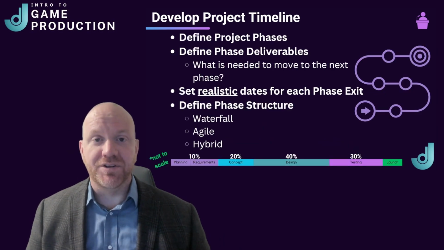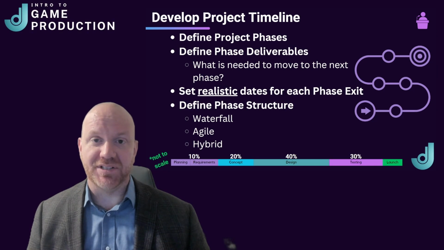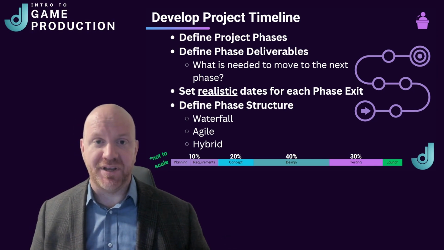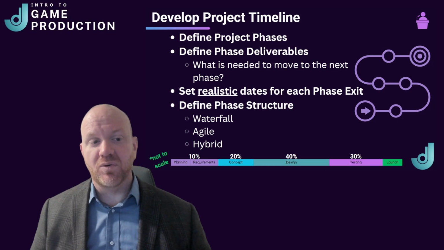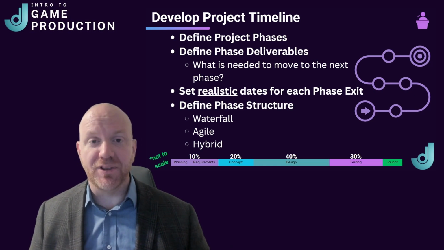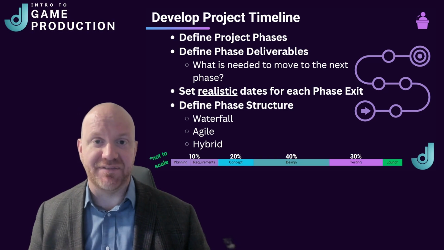The next thing you'll want to do as the game's producer is to develop the project timeline. As we said, each project is going to be broken down into phases. So we want to define the deliverables for each phase. And the deliverables are what we need at the end of each phase to move to the next phase.